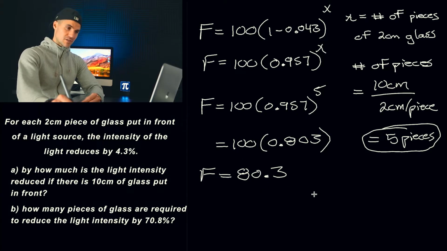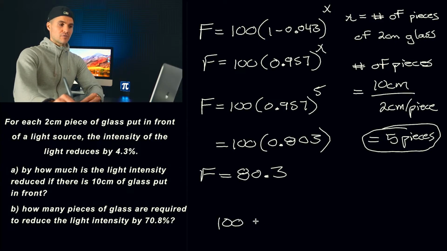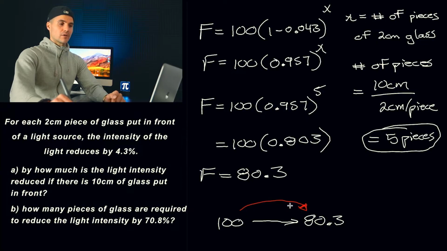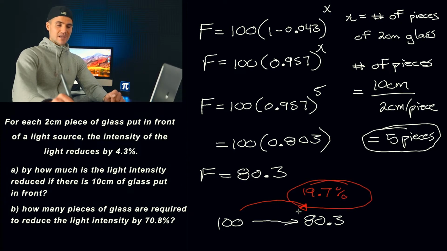Now you got to be careful with this question. They're saying by how much was the light intensity reduced. They're not asking what's the new light intensity. So we started with 100. We put 5 pieces of glass in front, and now the light intensity is 80.3%. So by how much was the light intensity reduced? Well, it would be 100 minus 80.3. So 19.7%. That's the answer to part A.